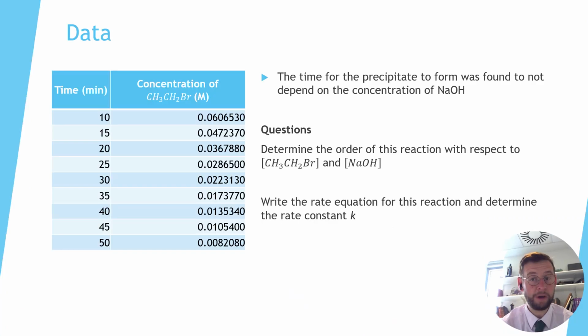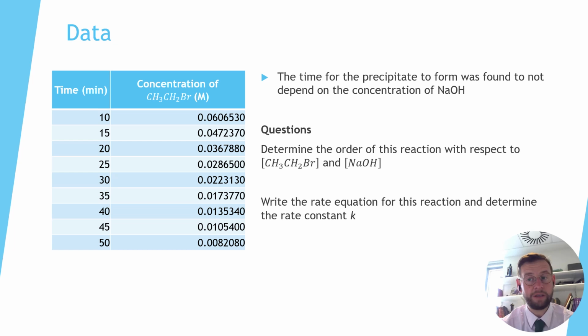So here's an opportunity for you to work with some of the data. First of all, the rate of reaction was measured against the concentration of the 2 main ingredients. First of all, the bromoethane, and then secondly, the sodium hydroxide. And what you can see is, yes, indeed, when you change the concentration of the bromoethane, the time it took for the precipitate to form was different. So there was obviously a dependence on the concentration of the bromoethane. When the same experiment was done against the concentration of the sodium hydroxide, it was found to be independent of the concentration of sodium hydroxide.